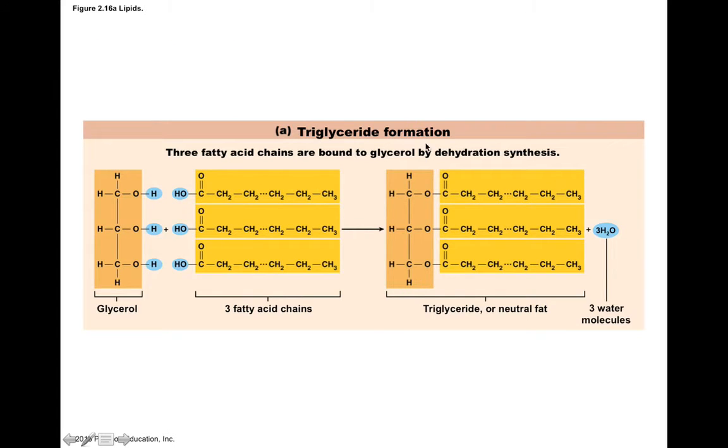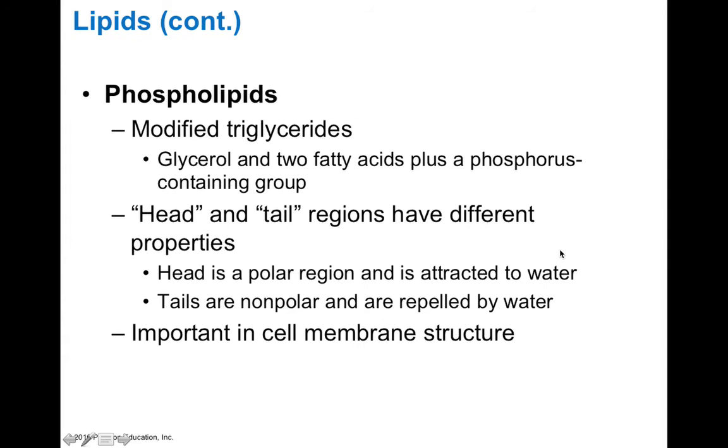So what we see here then is the general structure of a triglyceride. Remember, tri meaning 3, glycerol backbone, so triglyceride. So here's the glycerol backbone, and we have 3 different fatty acid chains. Together they form the triglyceride, which is the neutral fat. And when you make a triglyceride, it's also a dehydration synthesis, so it yields a little bit of water as well.